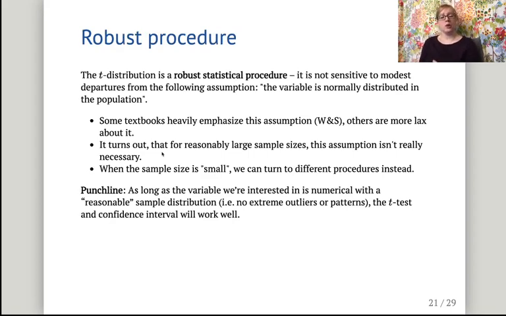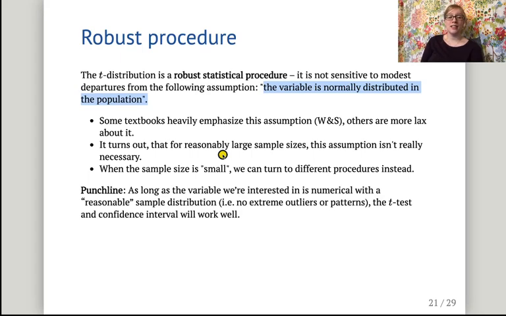So as a detour before we go into the examples, this t-distribution is what's known as a robust statistical procedure. It's not really affected that much by departures from some assumptions, specifically this one, assuming that the variable is normally distributed in the population. Now, depending on which textbook you're using for this class, the authors might make a big deal about this assumption, or they might not. As long as our sample is large enough, this assumption really doesn't matter.